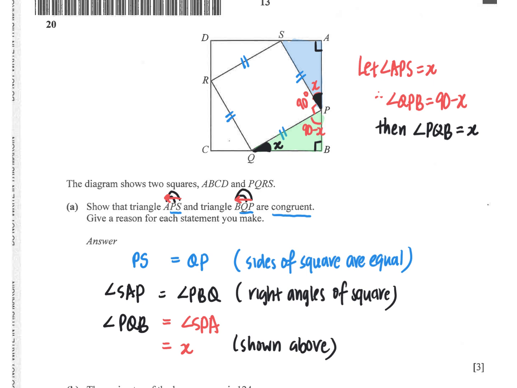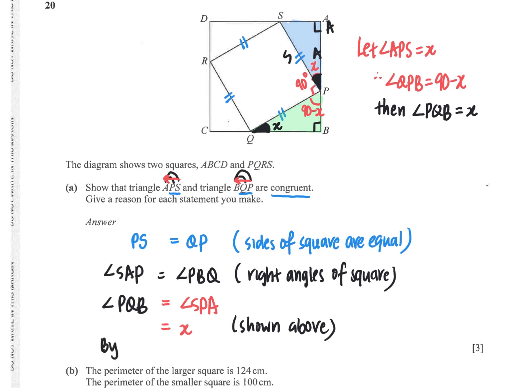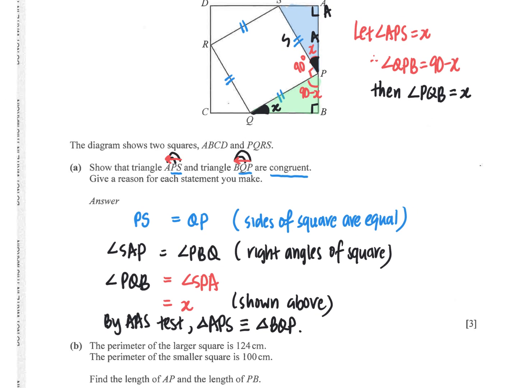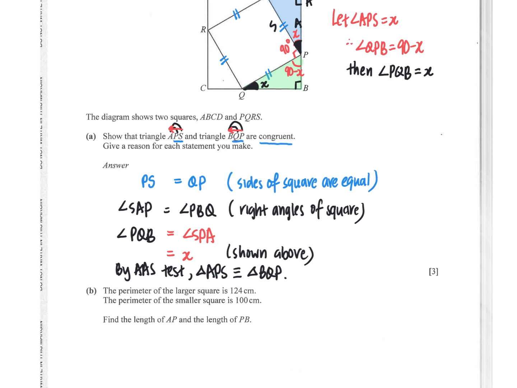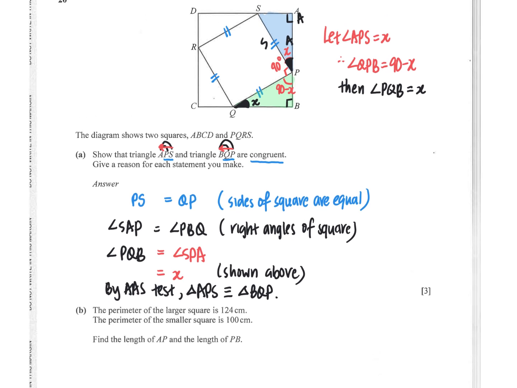So if you look at the test you are using, this one is a side angle. There's no SAA test, it's AAS test. So you write by AAS test. Triangle APS is congruent to triangle BQP. Two angle and a side. AP.